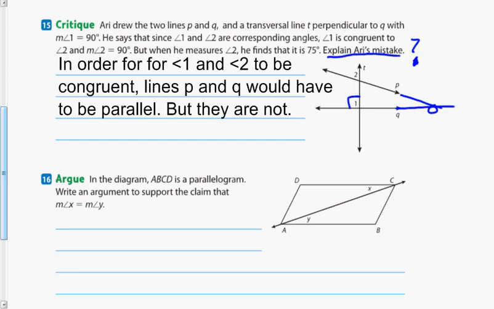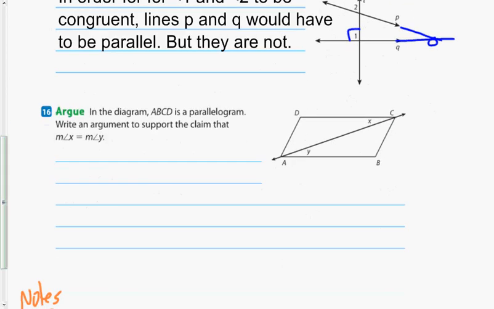All right, last one we're going to look at is number 16. In the diagram, we have parallelogram ABCD. That means that opposite sides are parallel. So I'm going to draw these little arrows to show that they're parallel. If you've ever seen those before, two arrows here means it's parallel to the two arrows there. Write an argument to support that angle X and angle Y are equal.